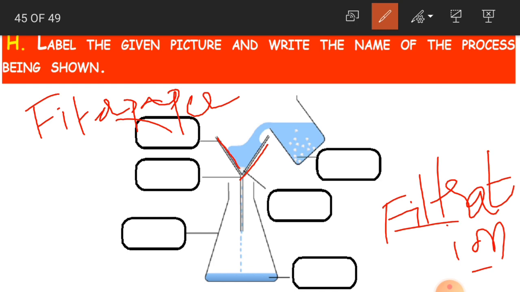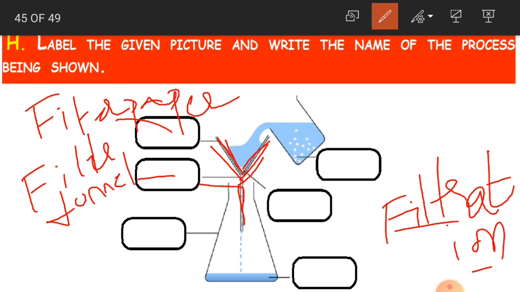Now this one. Inside is the filter paper, and here this is the filter funnel, in which we are going to place the filter paper. This is like a flask or any container. I am just writing it as a flask, but it can be any container, where you are going to pour that water.